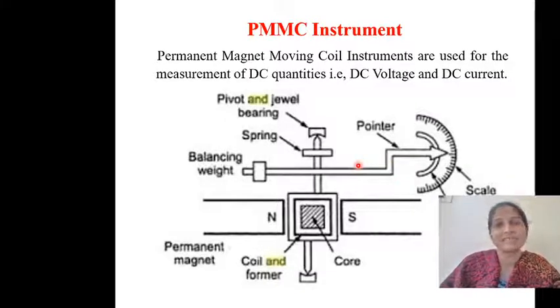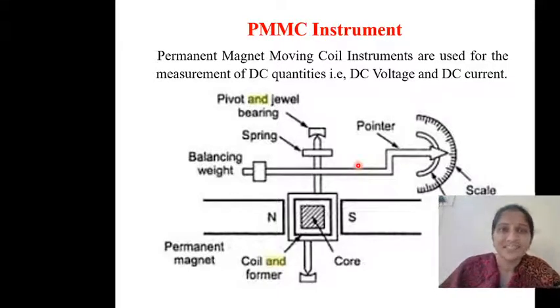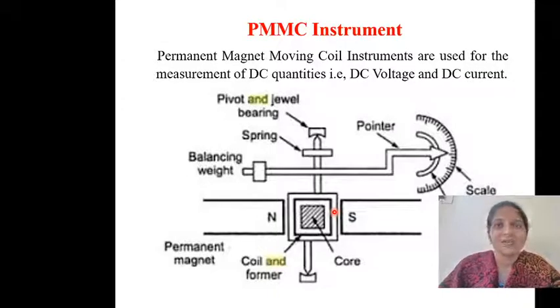So this is an instrument, right? For any instrument, I told there should be three requirements. One is the deflecting torque, second is the controlling torque, and the third is the damping torque. The deflecting torque is because of electromagnetic induction, there is the deflection. The controlling torque is provided by the hair springs which are mounted on the spindle. You can see the hair springs here. This will produce the controlling torque, and the damping torque is produced by the eddy current damping.